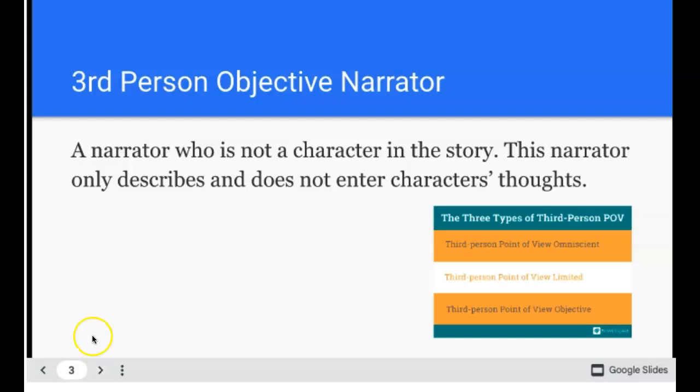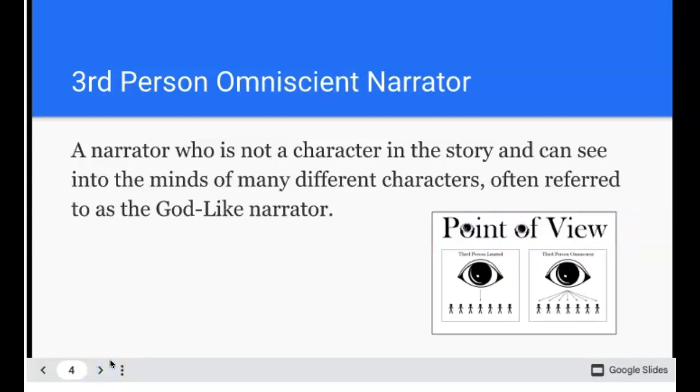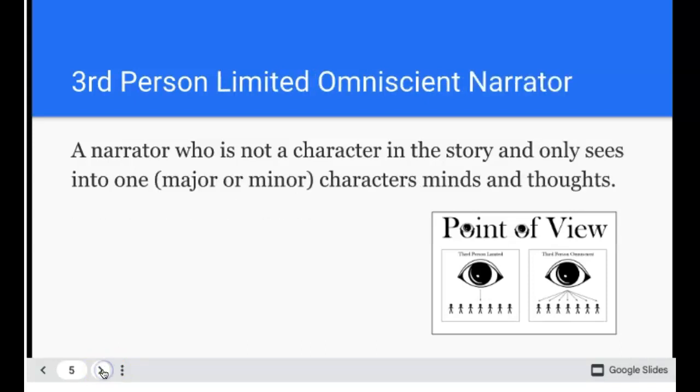And that's much different than the next one, which is the third-person omniscient narrator. A narrator who is not a character in the story, but can see into the minds of many different characters. This is often called the godlike narrator. That's what omniscient means, all-knowing. And so this narrator can see and know and can give great details about what's going on in the thoughts of the characters.